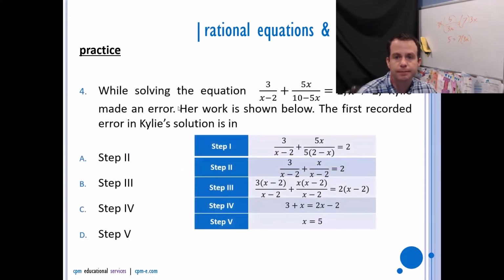All right. Well, solving the equation, 3 over x minus 2 plus 5x over 10 minus 5x equals 2, Kylie made an error. Her work is shown below, the first recorded error in Kylie's solution. Now, the one thing I want to bring up to you right away is it says the first recorded error. They do like to be a little sneaky here. They will put more than one error in so that if you don't catch the first one, you might catch the second one thinking that that's the first one, but then your answer's not right. So you gotta go very carefully, step by step, and make sure you agree with each thing.